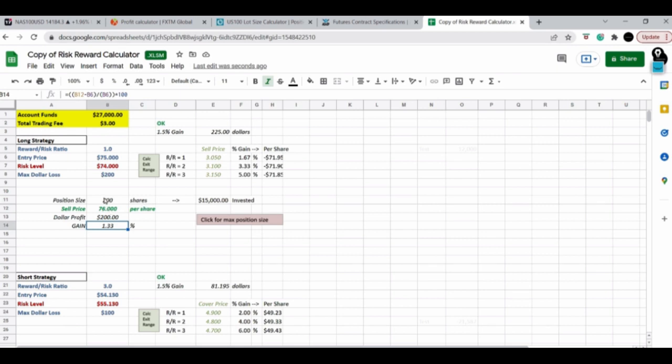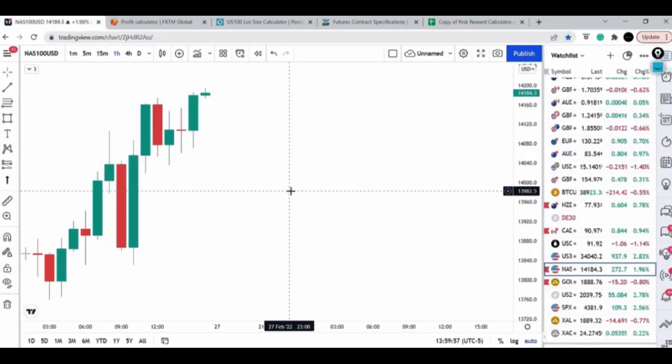So all these different calculators, guys, I'm going to give you all these links, and that's how you calculate your positions. This is very, very important to do, because you don't want to get in a trade and not know how much you're risking.